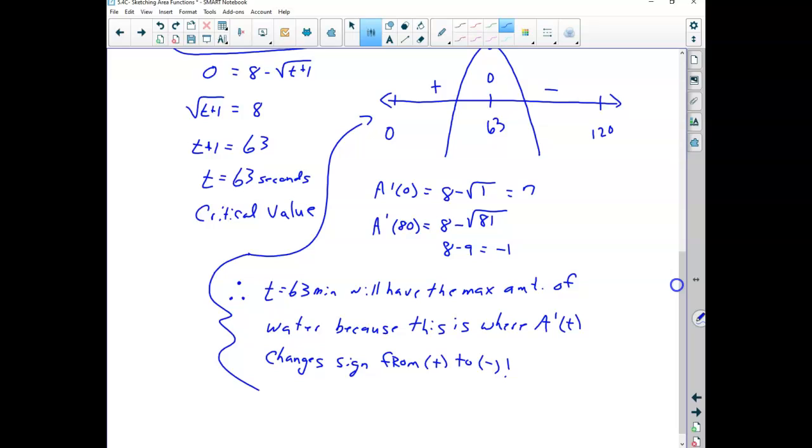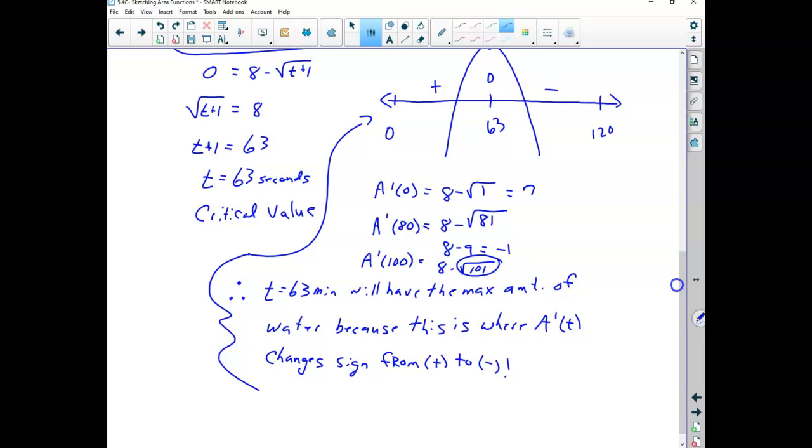I don't have to make this thing come out. I could have put 100 in there. I could have found A prime of 100, and I'm pretty sure you guys are pretty certain that this here is going to be a little bit more than 10, so it's still going to be negative. You don't have to find easy ones like you did there, but it just makes it easier sometimes.